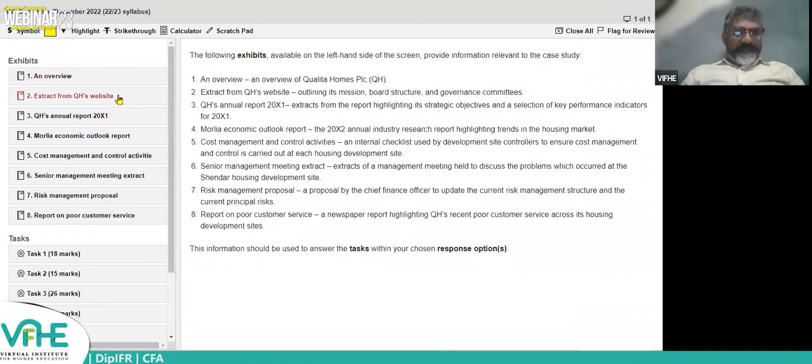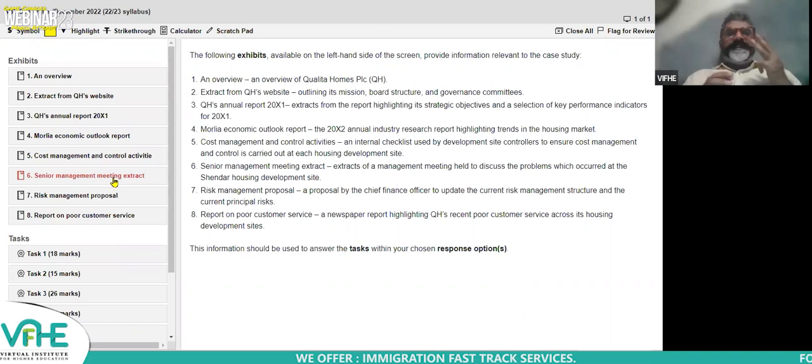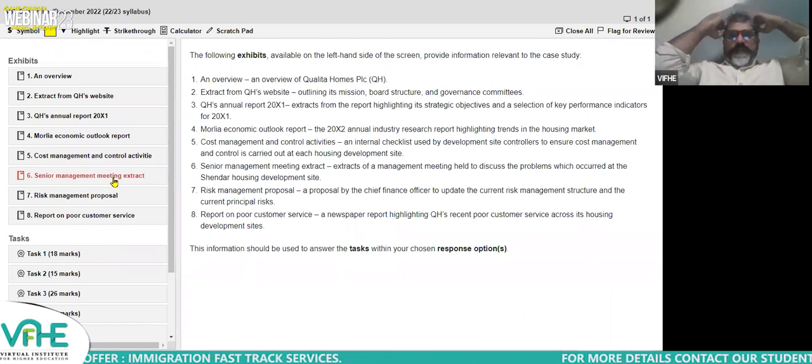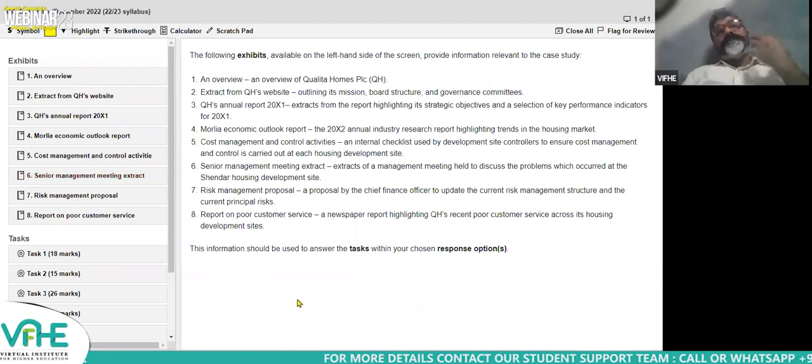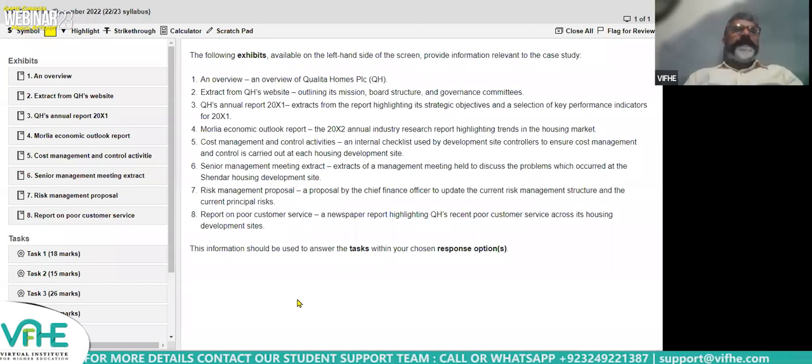So I think website was 1:2 many. Annual report is 1:2 many. And meeting extract is 1:2 many. So out of 8 exhibits, 3 exhibits are 1:2 many and 5 exhibits are 1:1. Got it? Once you do more practice, you will understand this.